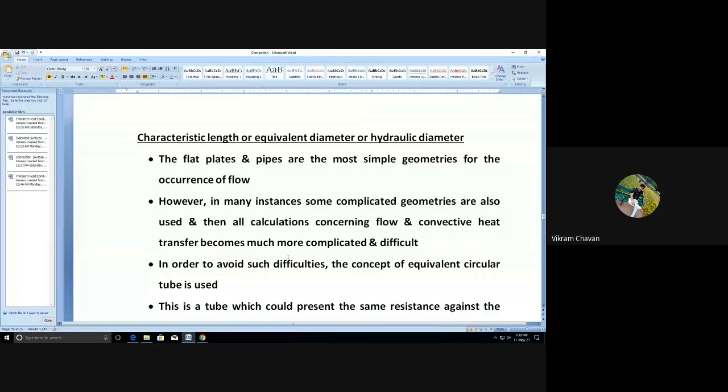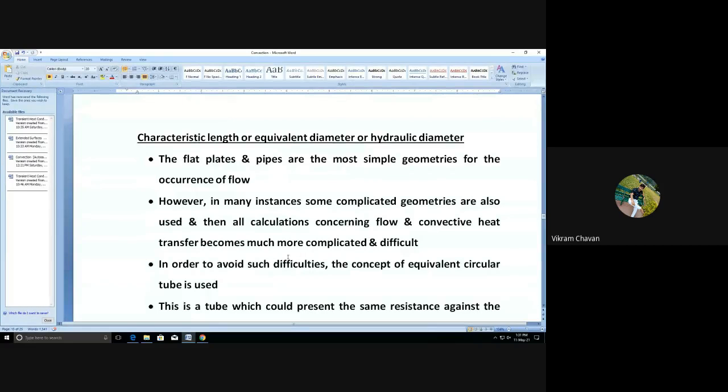So in that case, it is simple to use the characteristic length or equivalent diameter, or the hydraulic diameter. So what is meant by hydraulic diameter? Whatever geometry or object we are going to consider, we are trying to convert it into a single pipe.